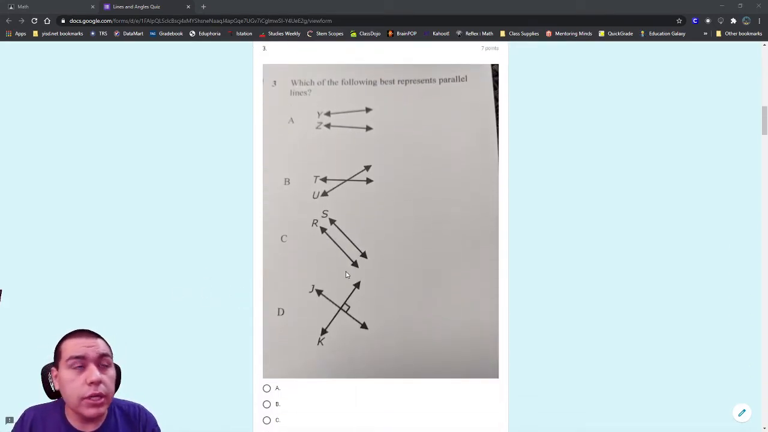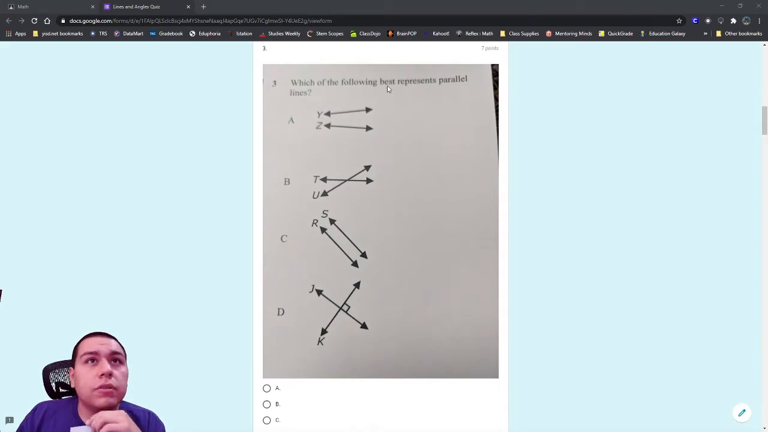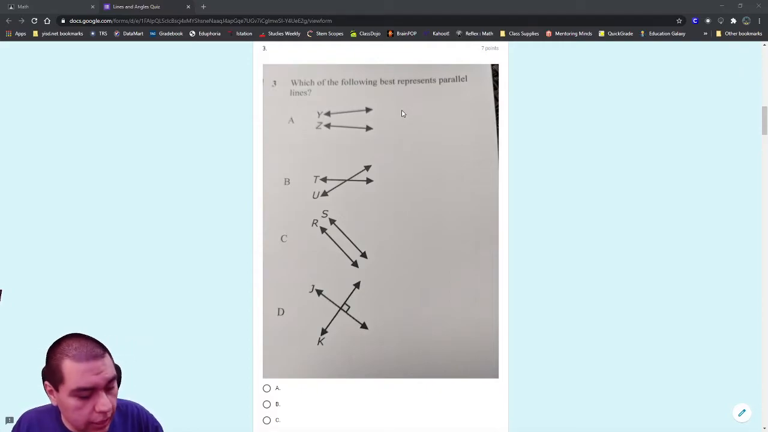Okay. Number 3. Which of the following best represents parallel lines? Who can remind me? Parallel lines. We have to have 2 of them. But what is special about parallel lines? Ezekiel, what was special about parallel lines?